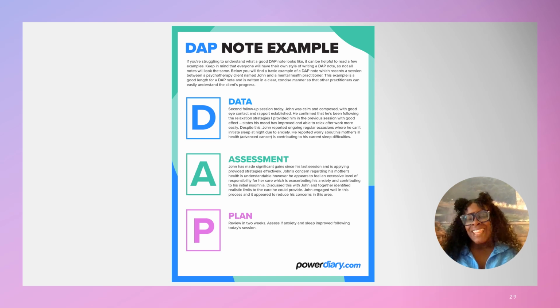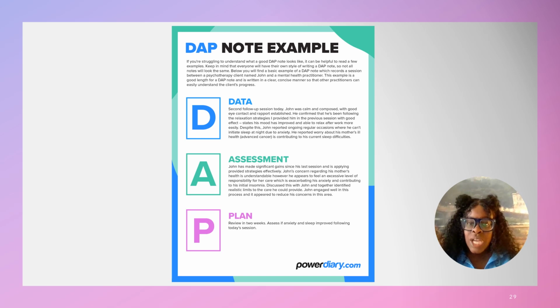Let's take a look at this example of DAP notes provided by Power Diary. Data. Second follow-up session today. John was calm and composed with good eye contact and rapport established. He confirmed that he's been following the relaxation strategies I provided him in the previous session with good effect. States his mood has improved and is able to relax after work more easily. Despite this, John reported ongoing regular occasions where he can't initiate sleep at night due to anxiety. He's worried about his mother's ill health. Advanced cancer is contributing to his sleep difficulties.